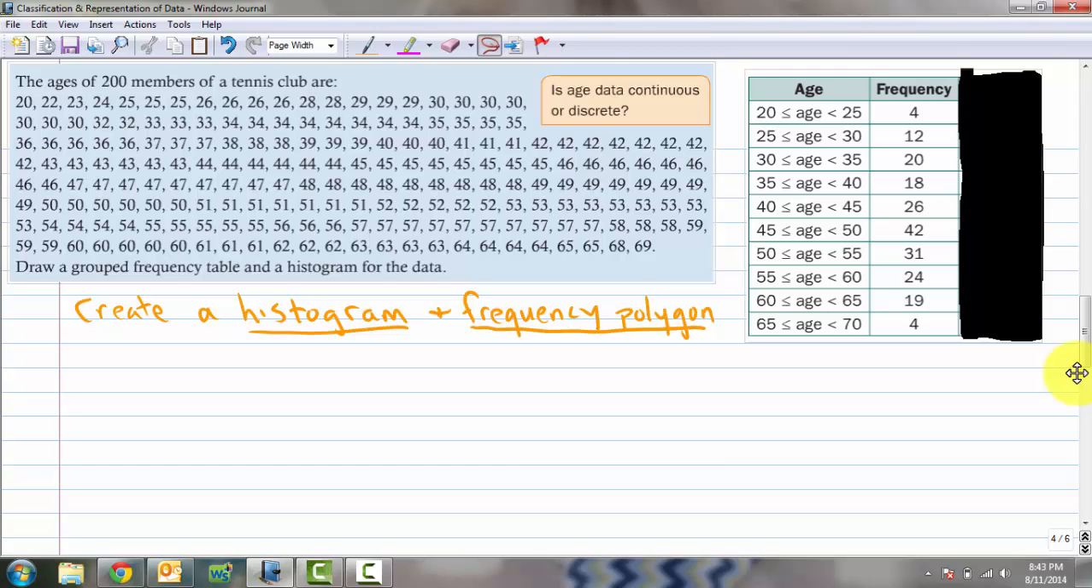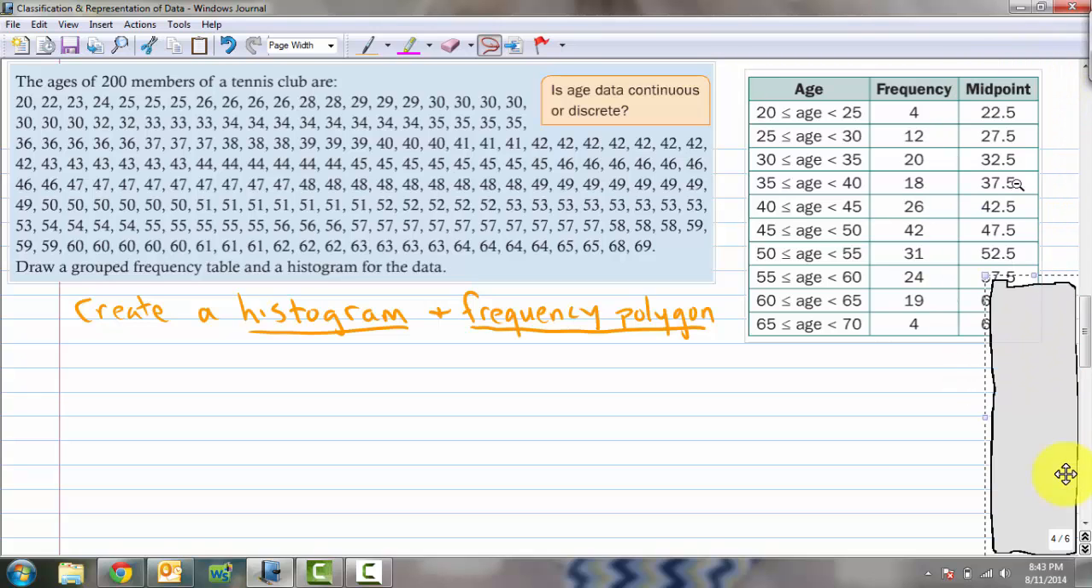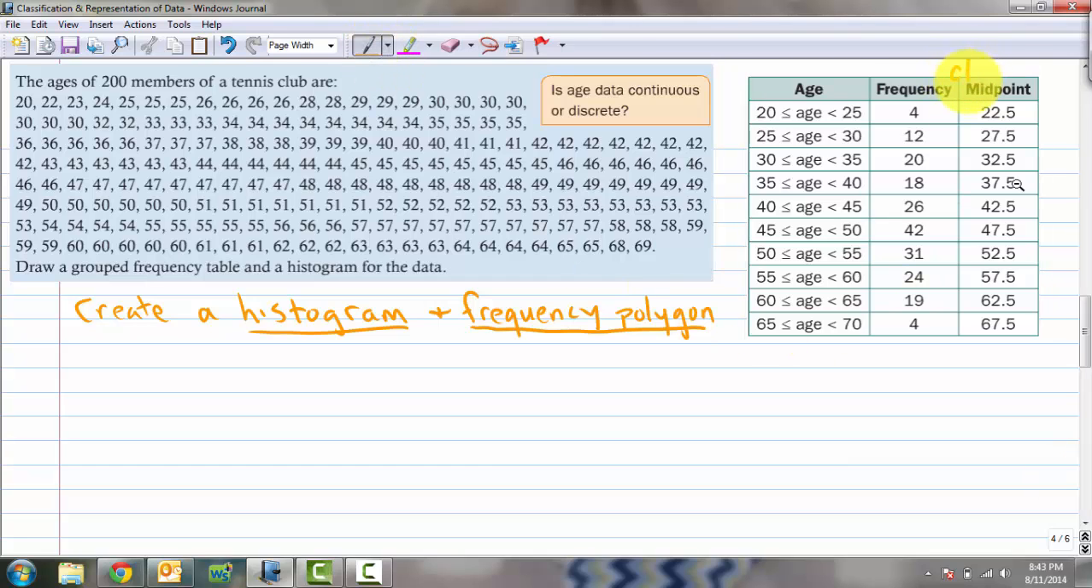To do this, we need 2 things. We're going to need the classes here, the frequency, but to make this frequency polygon thing, we're going to need one more piece of data. And that piece of data that we need is the midpoint or class mark. The way we're getting that is we're taking the 20 and the 25 and adding them together and dividing by 2. We're taking the beginning of each class and finding the average of them, the mean. So here we go. We're going to make a histogram.